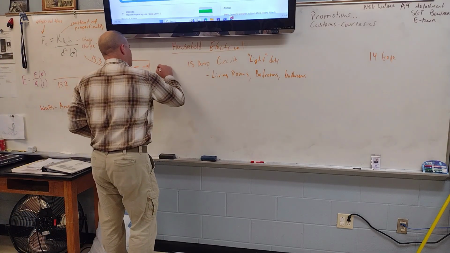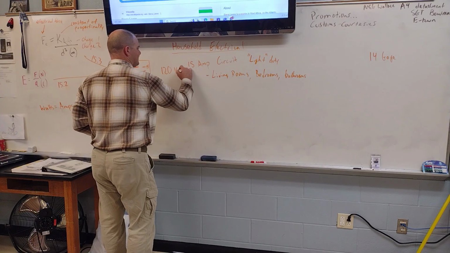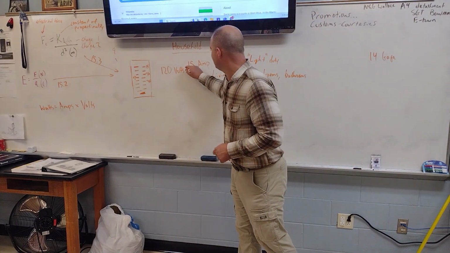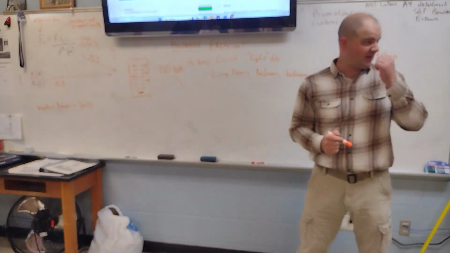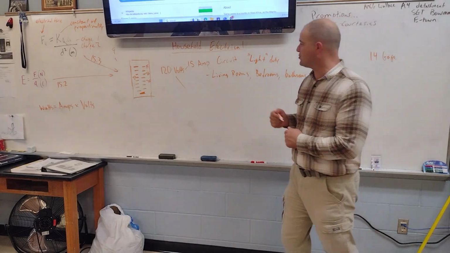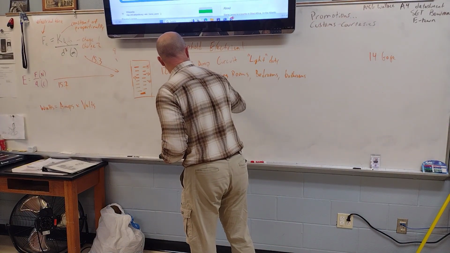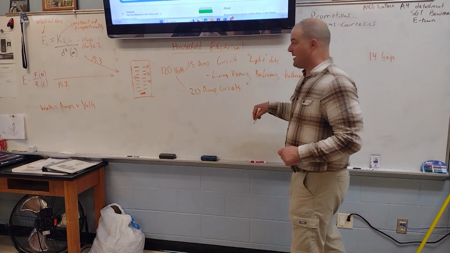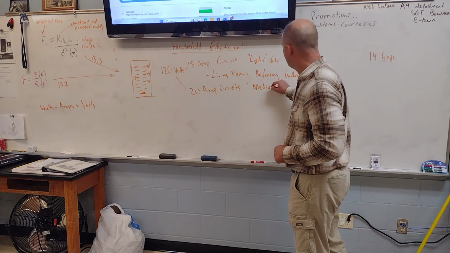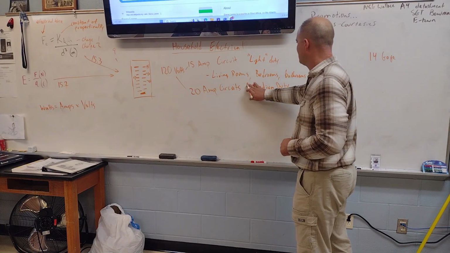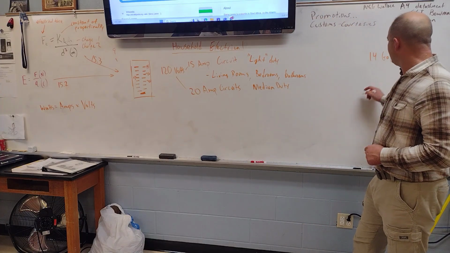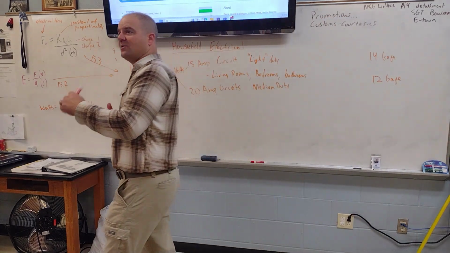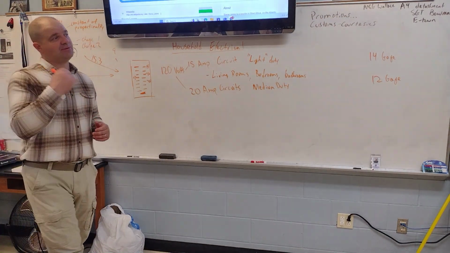Okay, 120 volts. 120 volts is the voltage that goes in both your 15 and your 20 amp circuits. So make that note over there. 20 amp circuits are medium duty. And they run a 12 gauge wire, so a little bit thicker. So as the numbers go down with gauges, the thickness goes up.